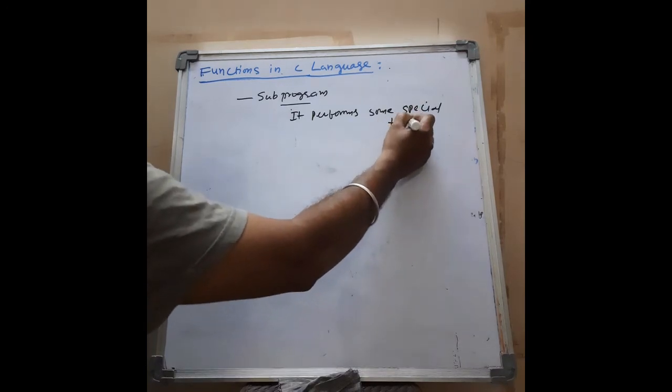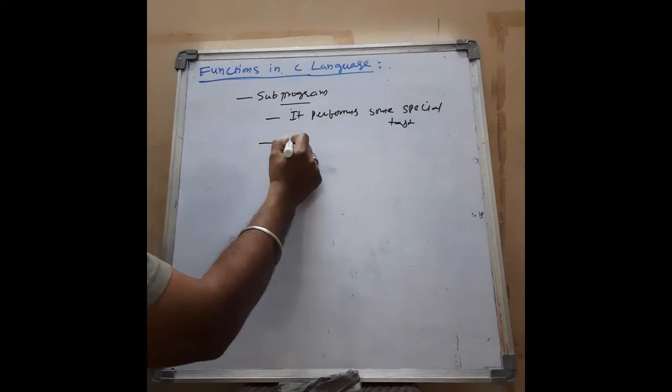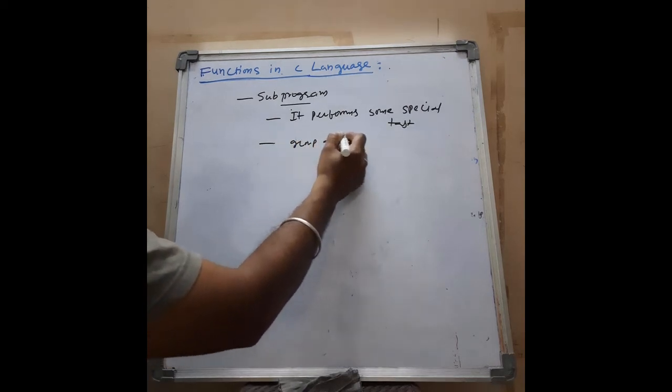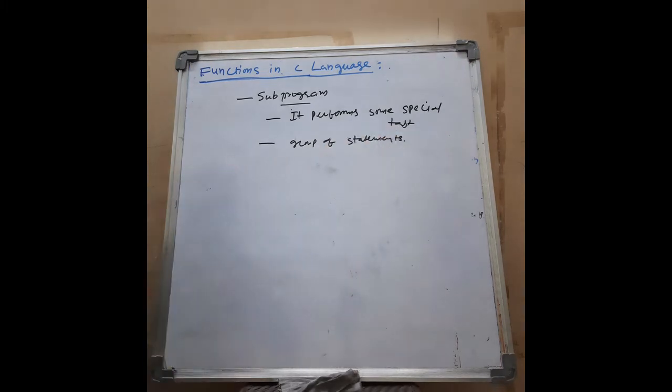Actually, we define a program as a group of statements. A function is nothing but a subprogram. A subprogram consists of a group of statements, and these statements perform some special task which is defined by the C language, or it may be defined by the user.